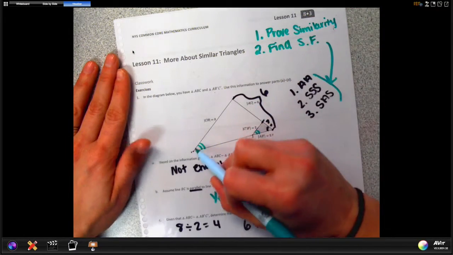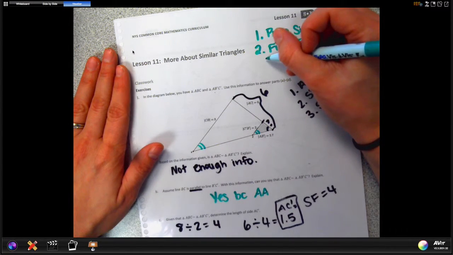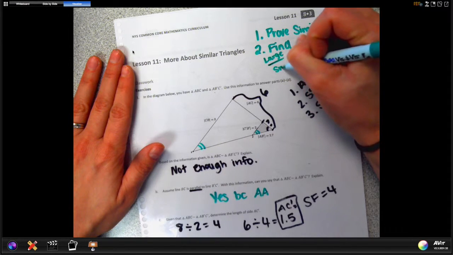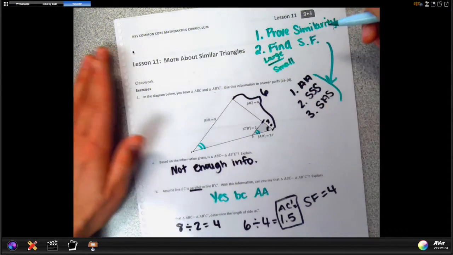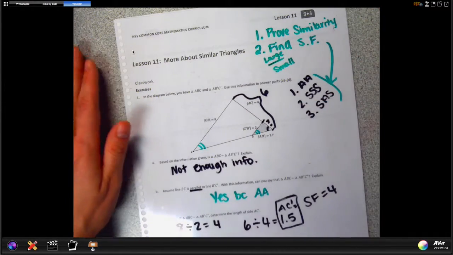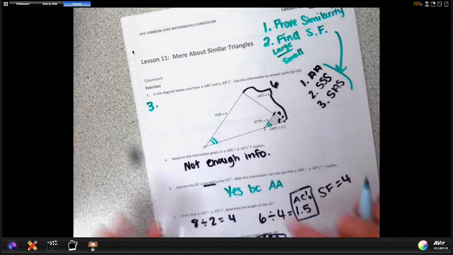So in this case, CB and CB prime is our match, and we want to divide the larger side by the smaller side for a matching side. Once you find the scale factor, I ran out of space, so I'm going to have to put step 3 over here.